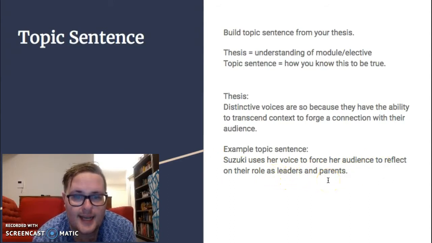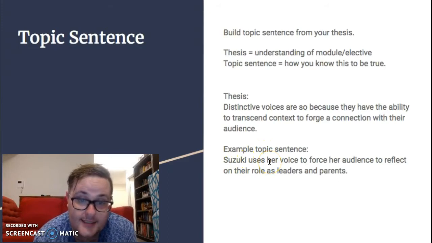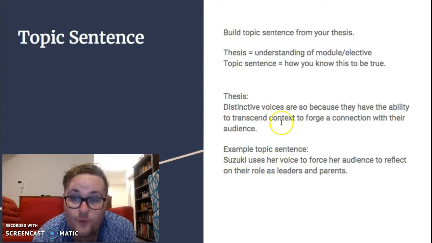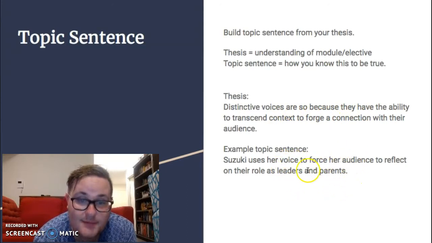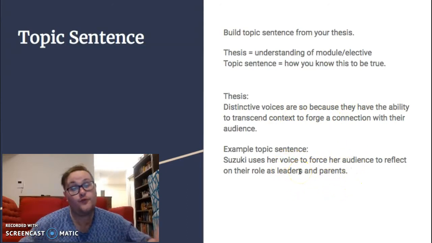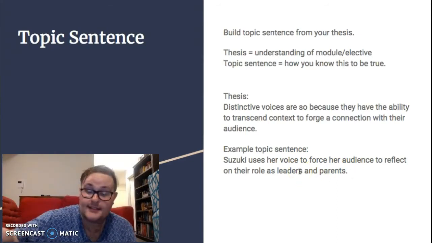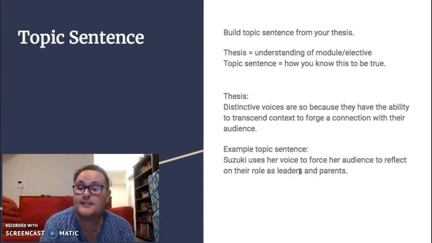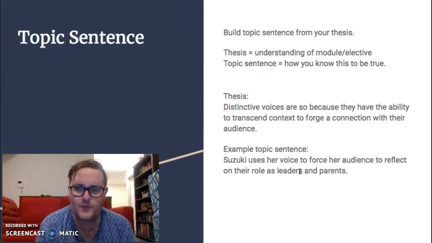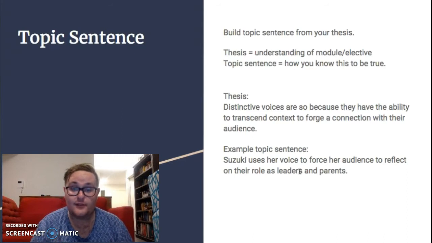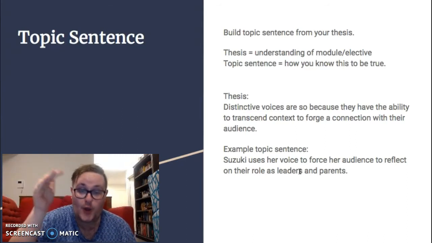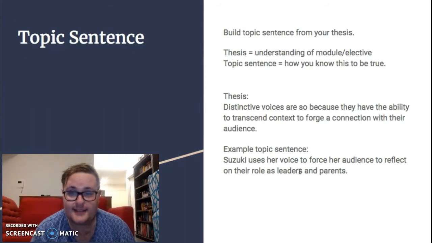Now, how this connects is we're talking about Suzuki, we're talking about how she uses her context to connect and forge this connection to her audience in their specific context. She's using her voice to appeal to their understanding, to appeal to their background, and to appeal to their own experiences. So you see the topic sentence lends itself to supporting what my overall idea in the thesis is.